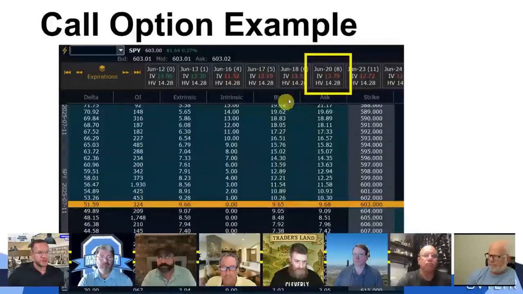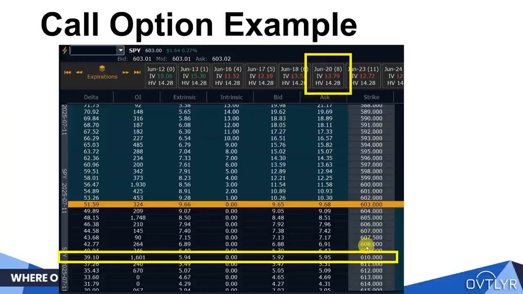All right, next, let's talk about the expiration dates. Across the top, lots of different expiration dates. And let's move into this example right here. This is the 610 strike. Remember, SPY's trading at 603 at the time of this recording, at the time of the screenshot. The 610 has 8 days for it to go up from 603 to 610.